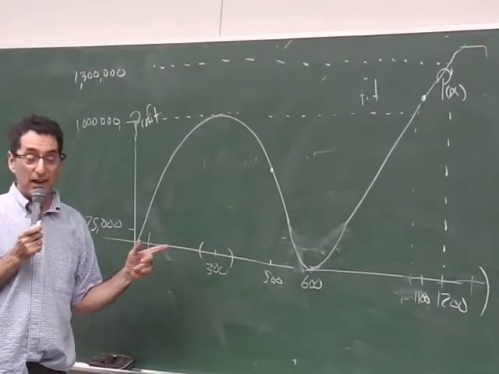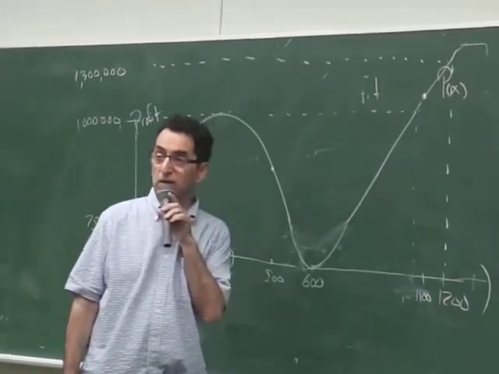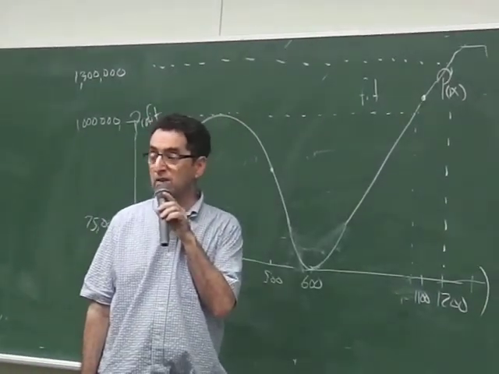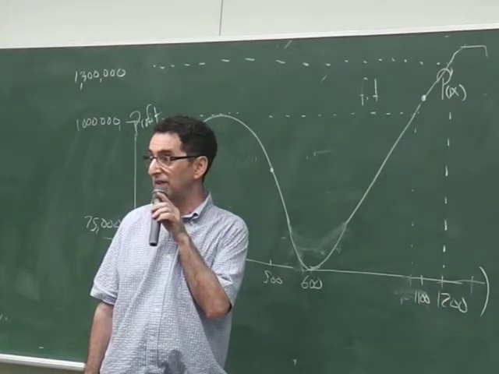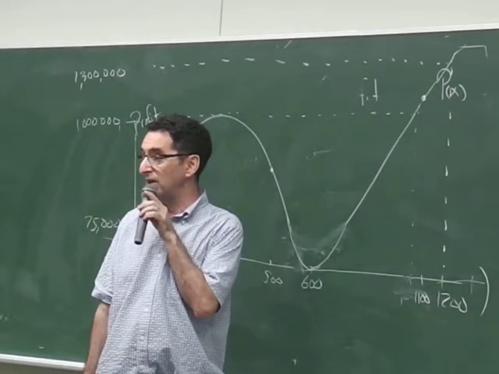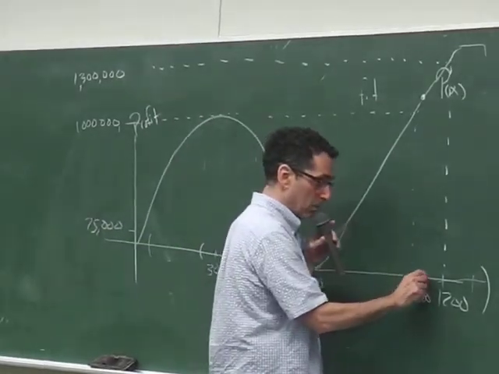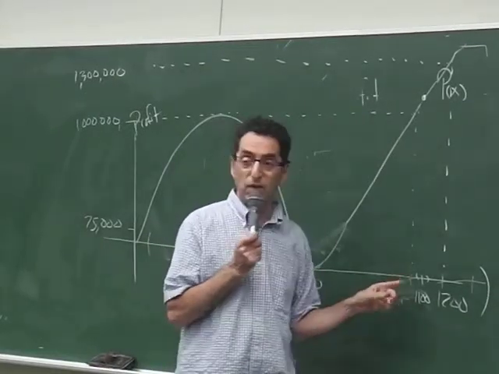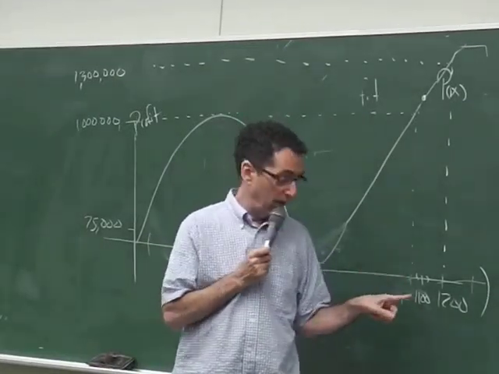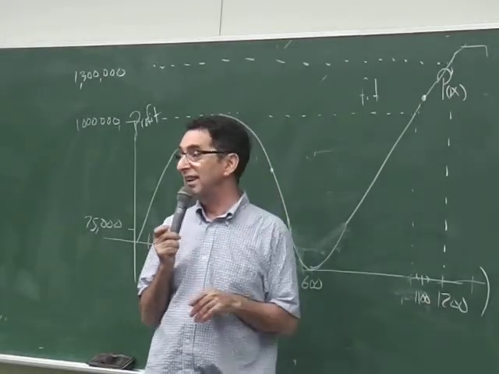Now, can you do it here though? At 1100, is there an interval you can draw around there so that at 1100 it's highest within that interval? No, there's no interval you can draw. It doesn't matter how small you make it, within the interval you're always going to have points that are higher than at 1100. That's the idea.